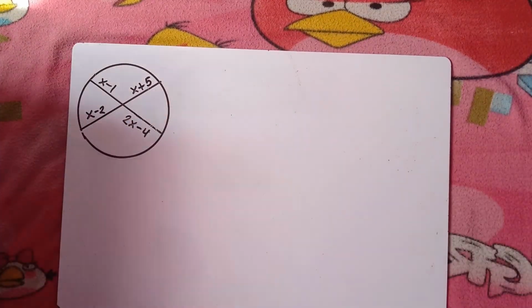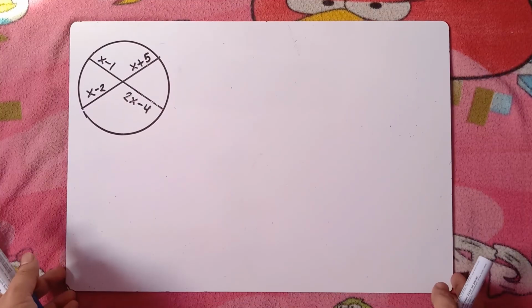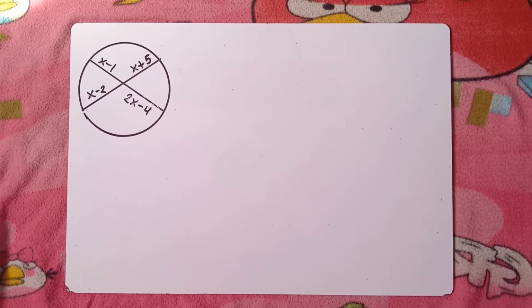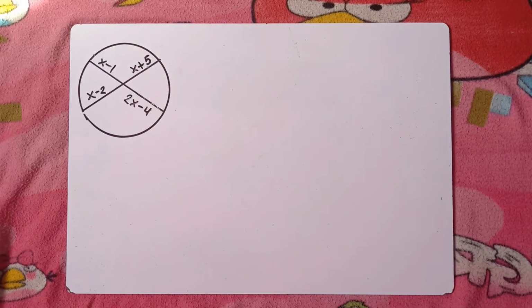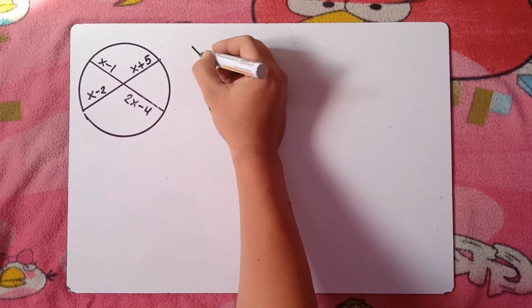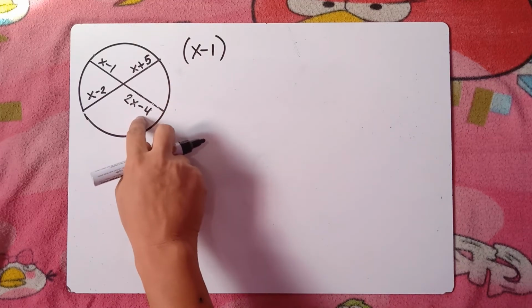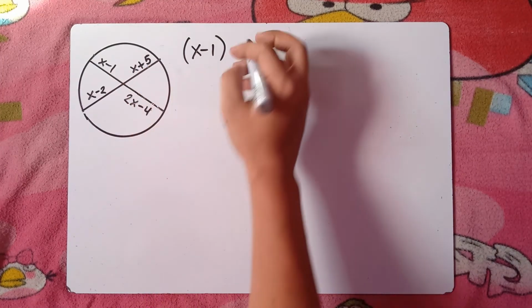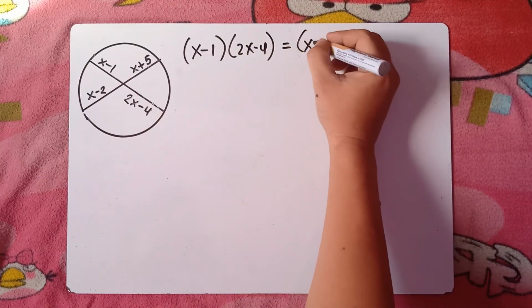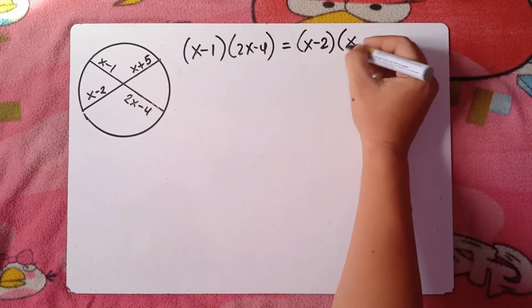So what if we just need to find x and there are binomials: x minus 1, x plus 5, x minus 2, and 2x minus 4. How will you solve for x? You need to multiply the product of x minus 1 and 2x minus 4, the length of this side multiplied by this side. So x minus 1 times 2x minus 4 equals x minus 2 times x plus 5.